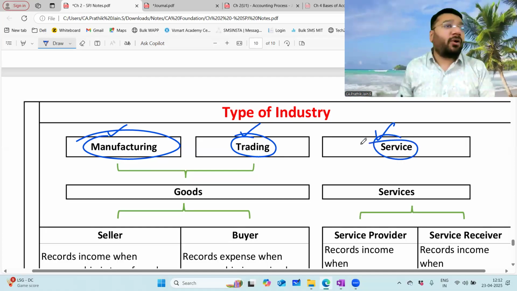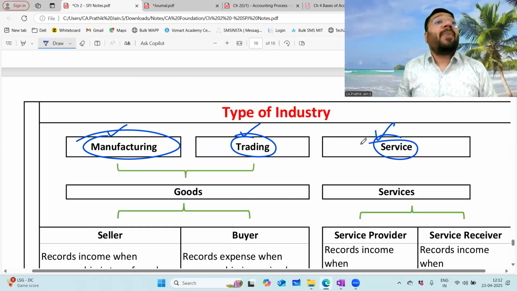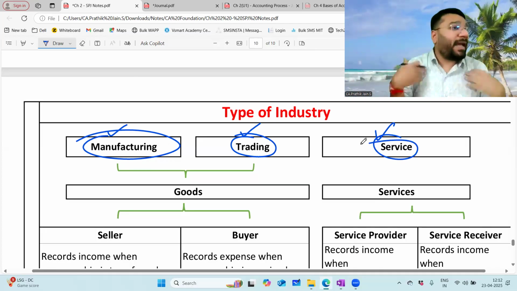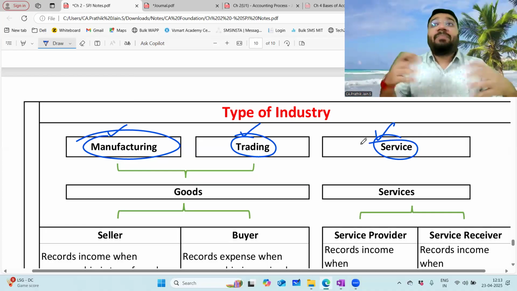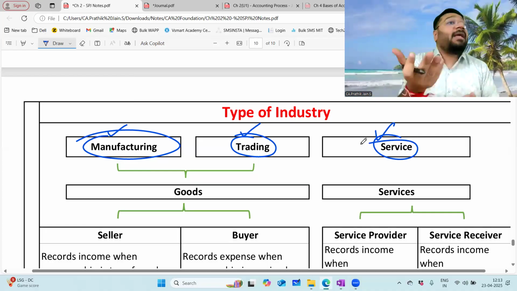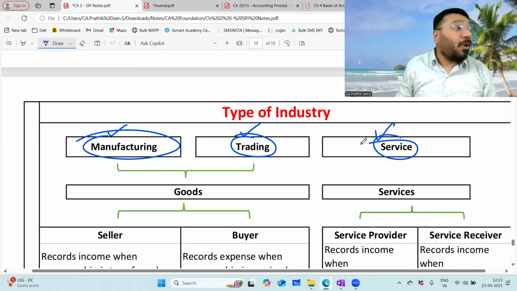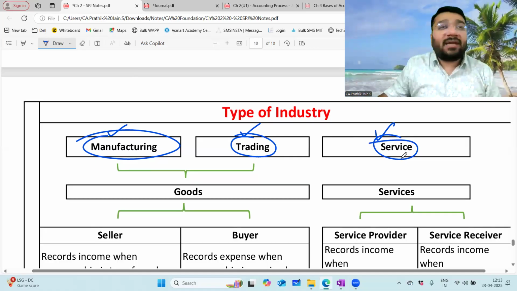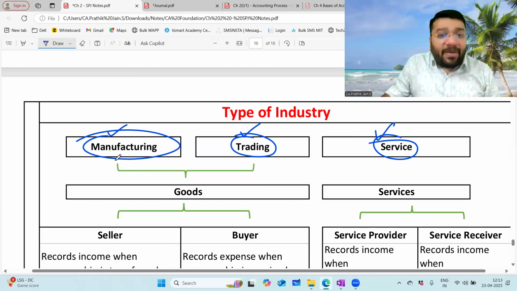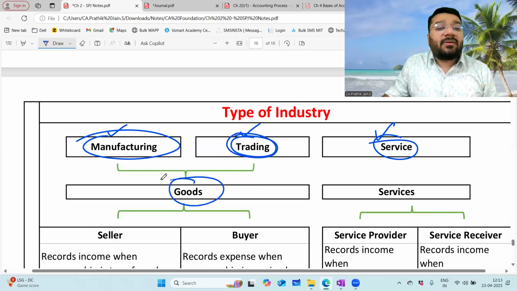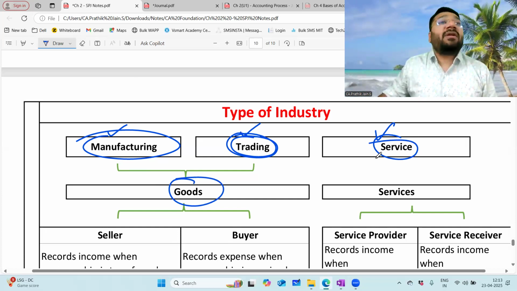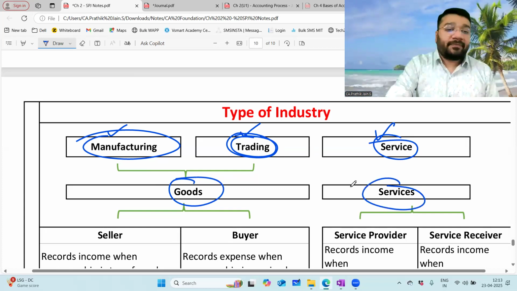Service industry, you know what we're talking about. Service industry is where you impart your knowledge or skill or both. So what am I doing? I'm imparting my knowledge with you. So people do the services either by imparting their knowledge or by using their skill set to make your life easier, or a combination of both. So that is service industry. Manufacturing industry and trading industry deal with goods. Service industry deals with services.